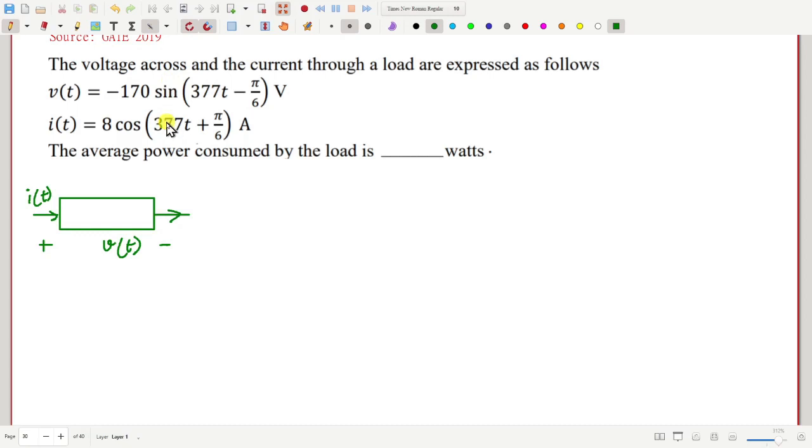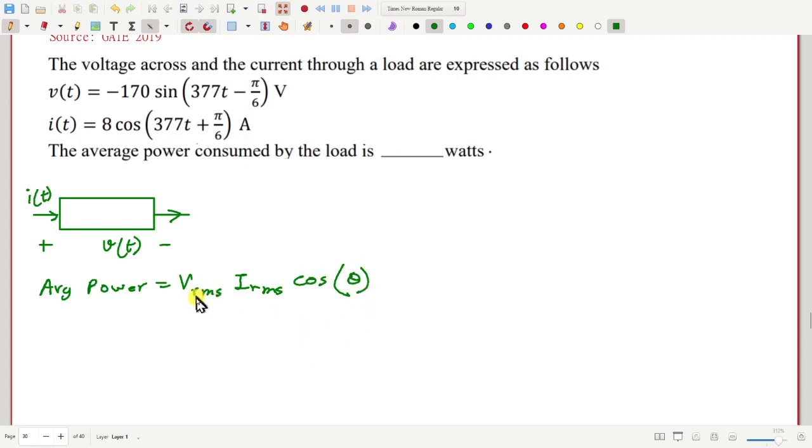How do we solve it? What do we have to do first? Phase difference. Phase difference, yes, right. Okay, so basically, average power is VRMS, IRMS into cosine of the phase difference between the voltage and current.